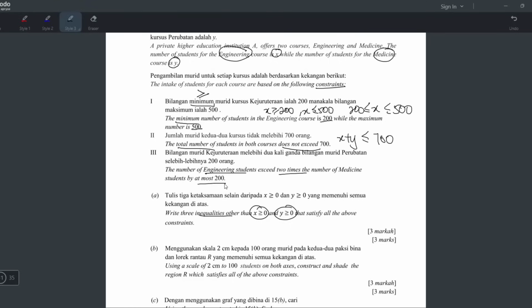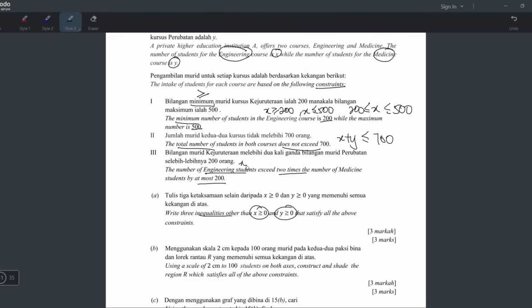Okay, this type of inequality question I always teach my students, ambil besar tolak kecil. If you're my student, you know this one. Sometimes they ask like that, right? And students don't know how to write it. So when you jumpa soalan yang macam ni, yang dia kata something exceeds something by at most something, you just ambil besar tolak kecil.